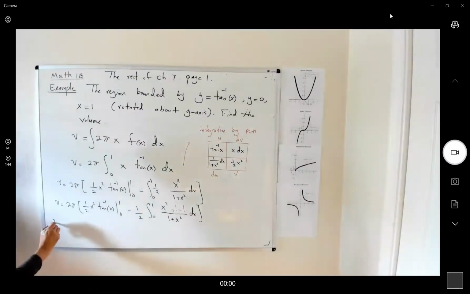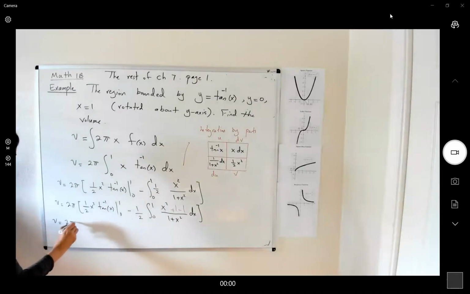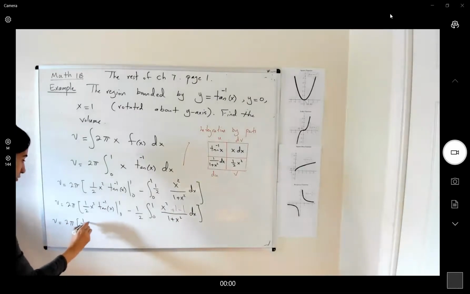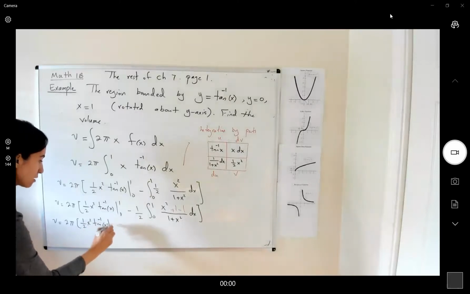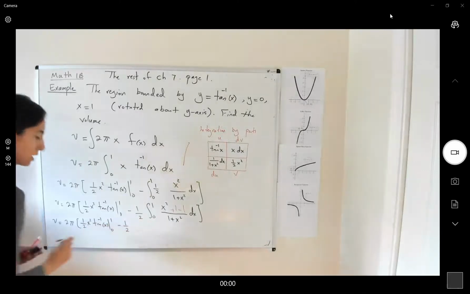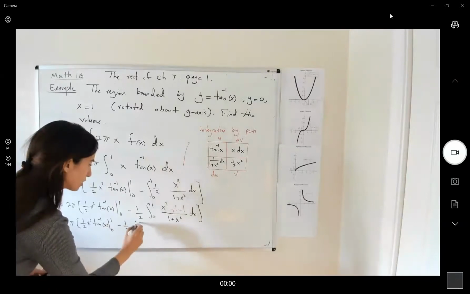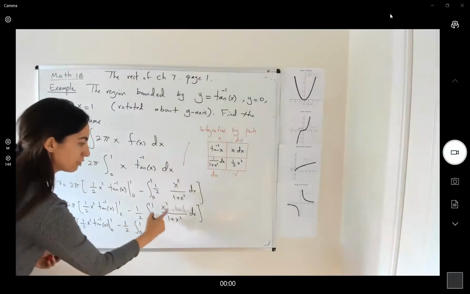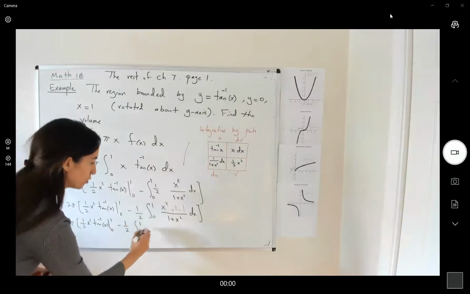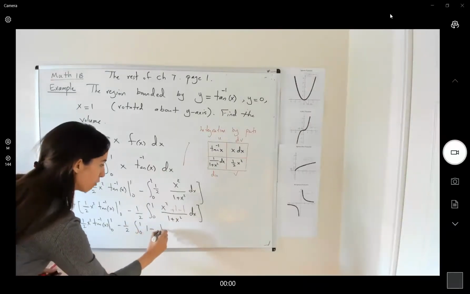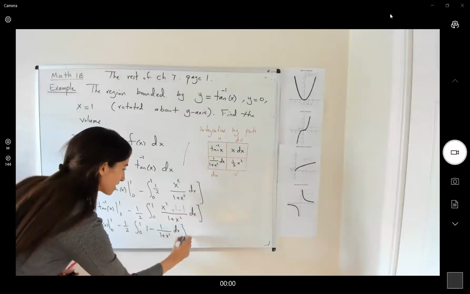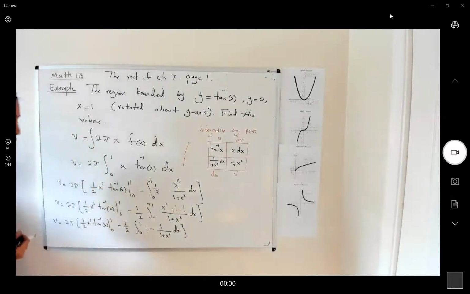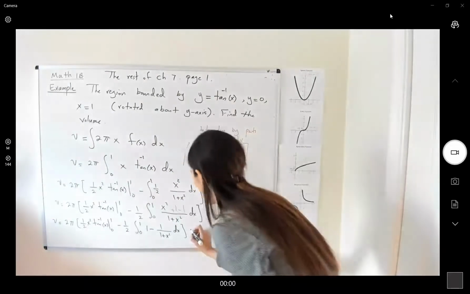This is equal to 2 pi, a half x squared inverse tangent of x, 0 to 1, minus a half integral 0 to 1. You do the division between these two, you get 1 minus 1 over 1 plus x squared dx, which is super easy to handle.